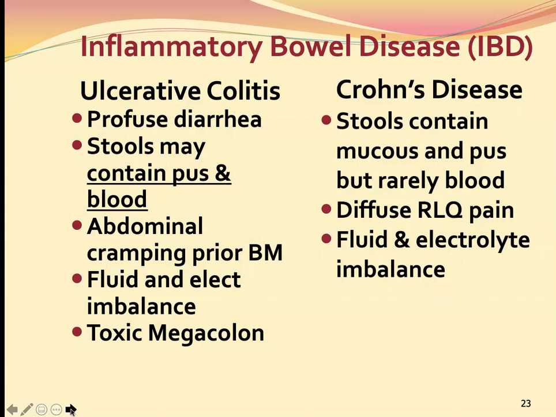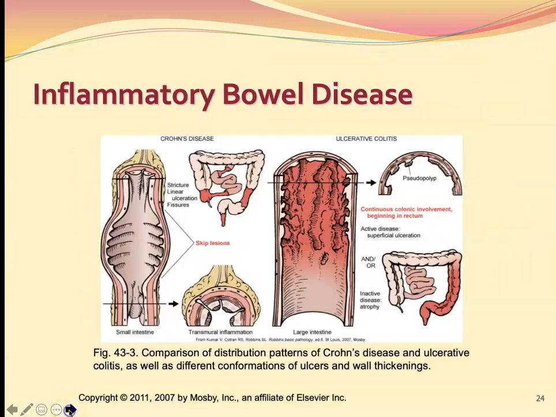And then Crohn's disease patient will present with diffuse right lower quadrant pain, and then they will also have a fluid and electrolyte imbalance. Here is a figure that shows patterns of Crohn's disease and ulcerative colitis, and then ulcers and wall thickenings, conformations of ulcers and wall thickenings.